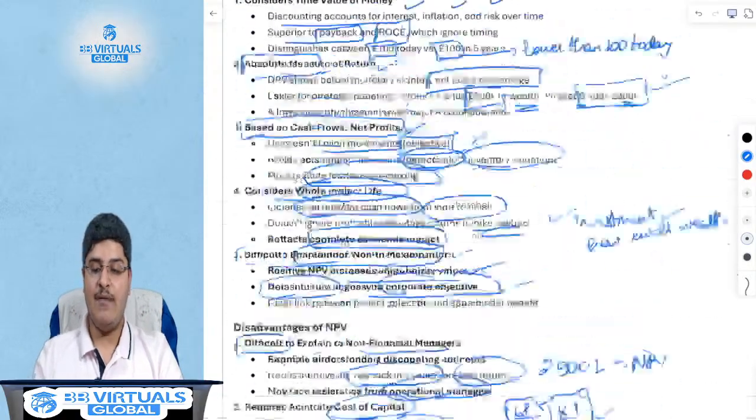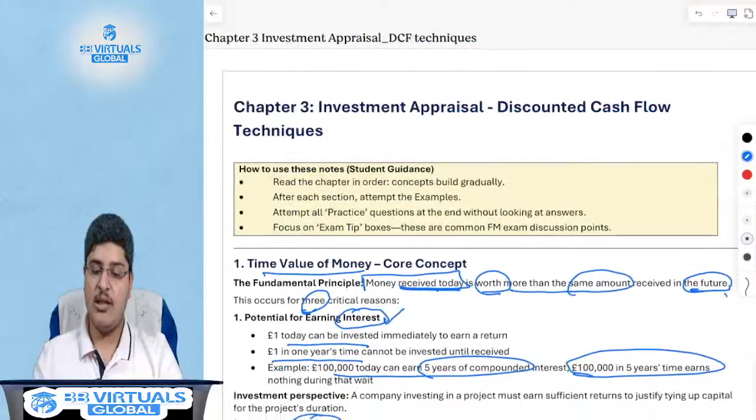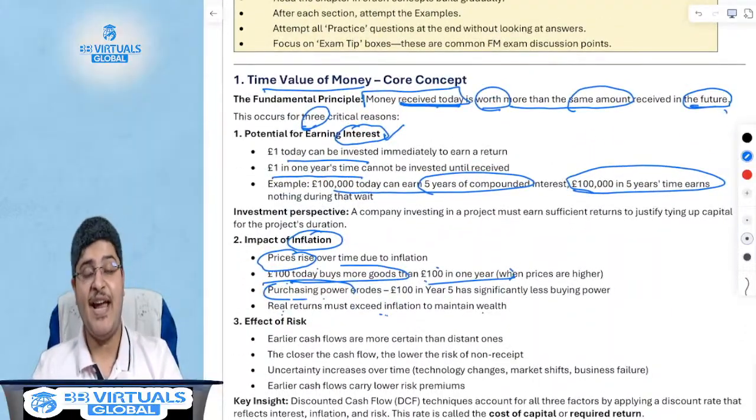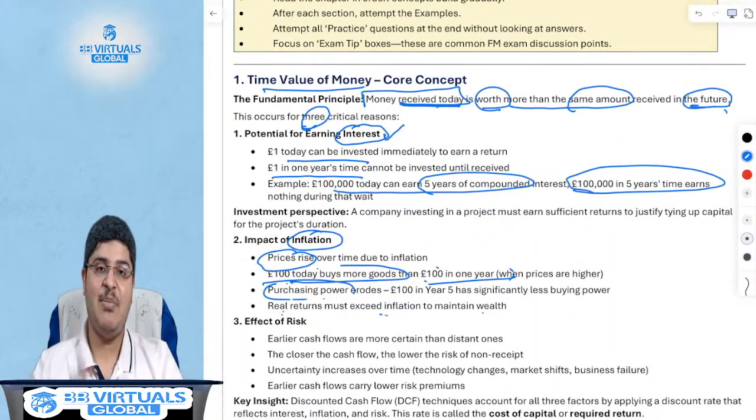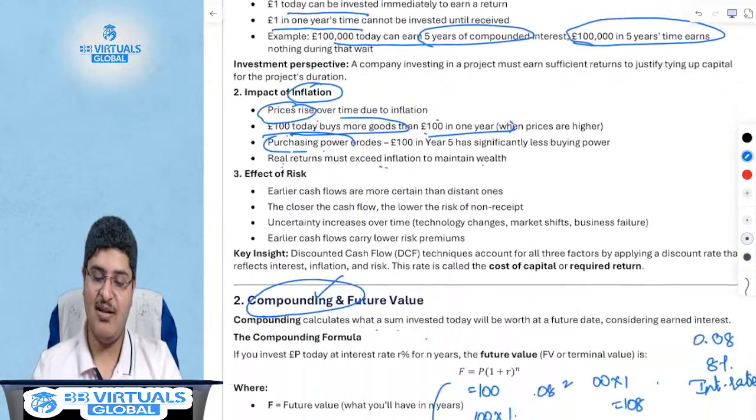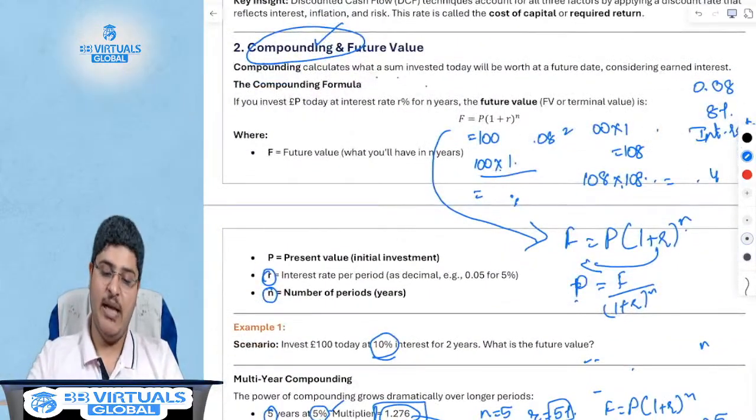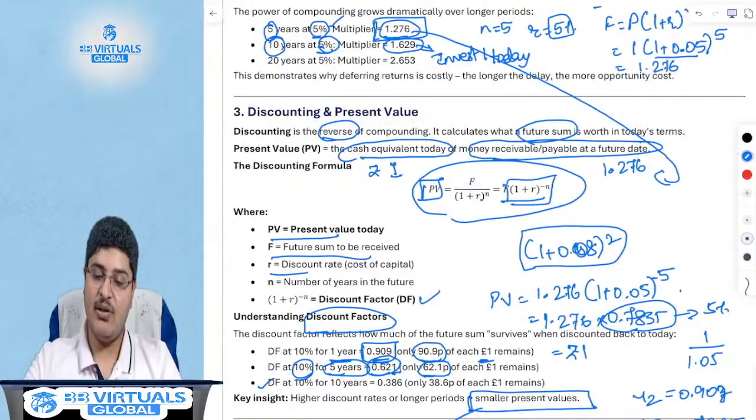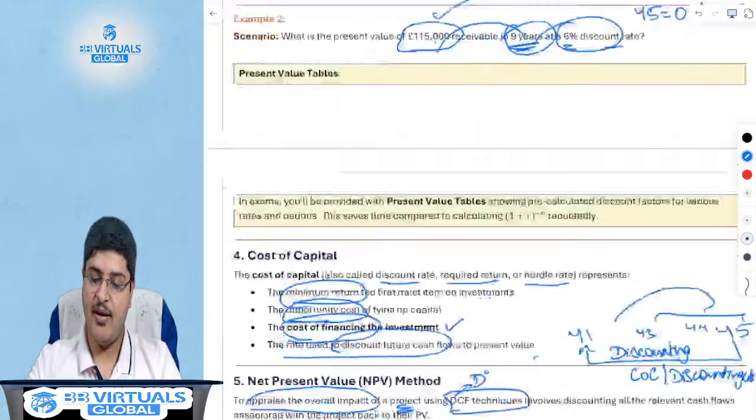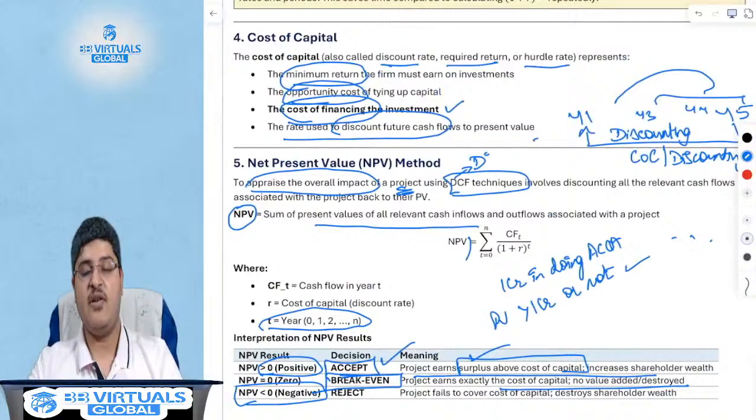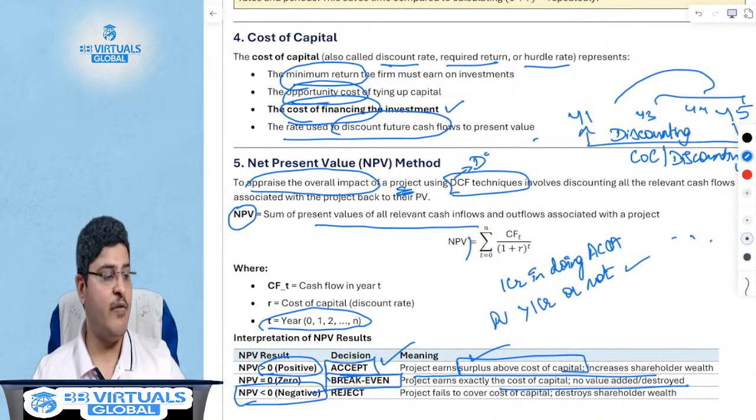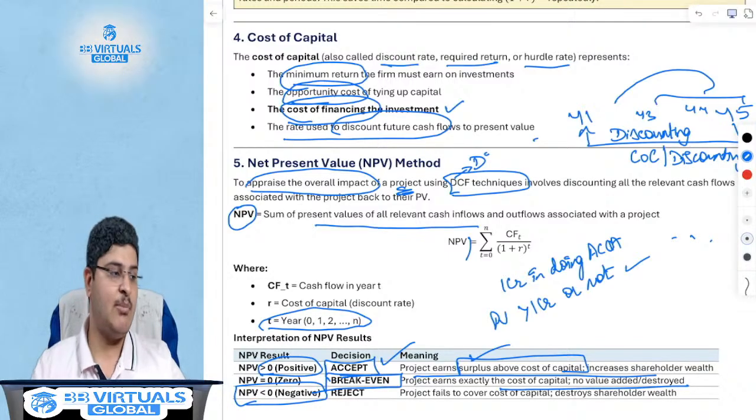So by now, what all have we discussed? We've discussed the concept of time value of money, that a rupee today is better than a rupee tomorrow. That is the time value of money, compounding, and the reverse of compounding, which is discounting, and the concepts of cost of capital and NPV. We'll go for a short break, and after a short 10-minute break, we will come back and discuss the concept of annuities and perpetuity. See you.